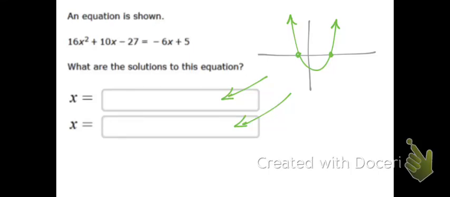Here we have a quadratic equation. You can tell it's a quadratic equation because the highest exponent you see is a 2. So when we graph this, we know it's going to be a parabola. And they're asking what the two solutions to the equation are. So we know that that parabola is going to cross the x-axis in two places. Where the graph crosses the x-axis are those solutions.